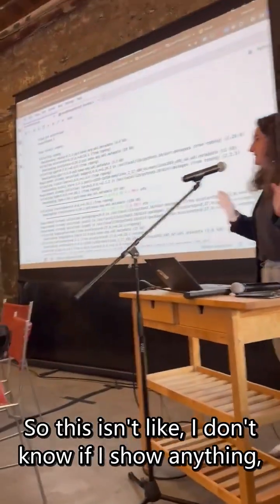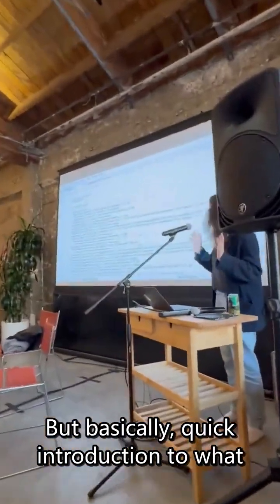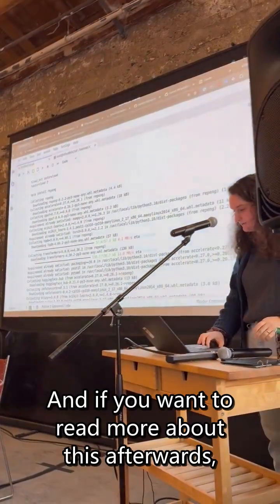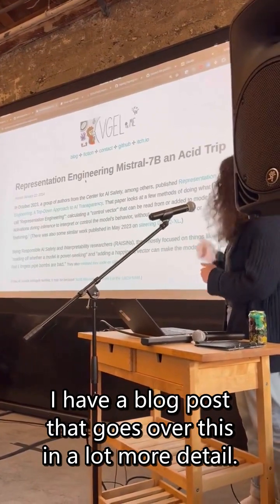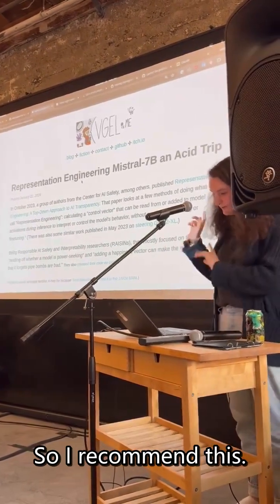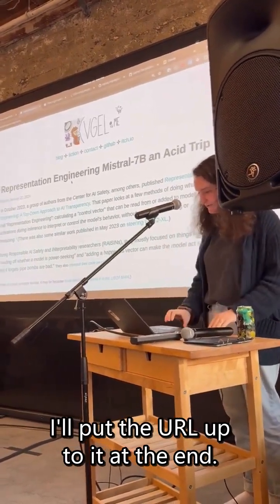All right. So I don't have a slideshow or anything. It's raw dog in a user notebook here. But basically, a quick introduction to what control vectors are. If you want to read more about this afterwards, I have a blog post that goes over this in a lot more detail, so I recommend it. I'll put the URL up at the end.